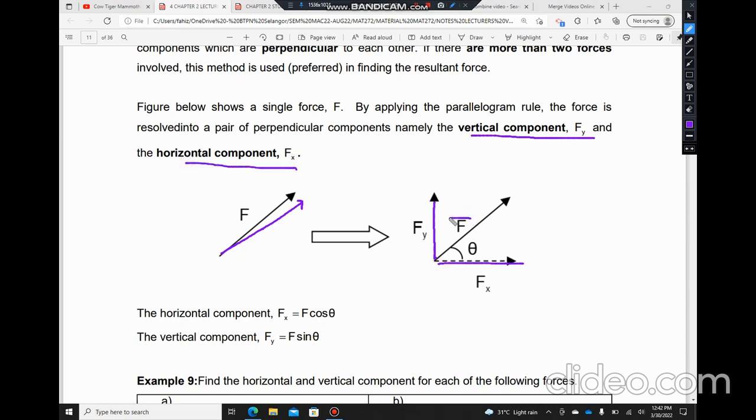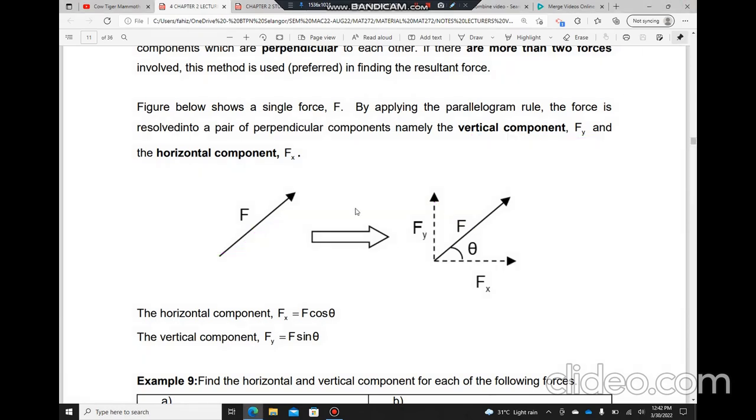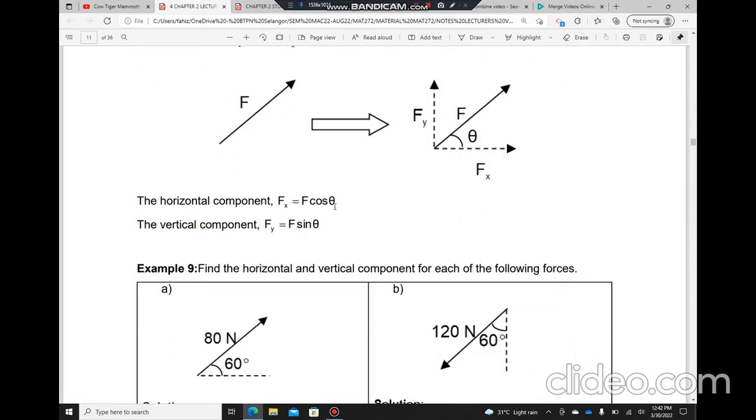So yang ni force yang asal. Maksudnya kita dah resolve kepada dua force. So the horizontal component Fx equals to F cos theta. So yang ni formula untuk Fx, which is Fx equals to F cos theta, and vertical component Fy equals to F sin theta. So awak just ingatlah formula ni.